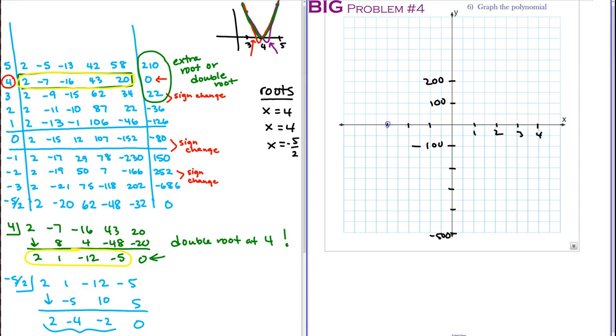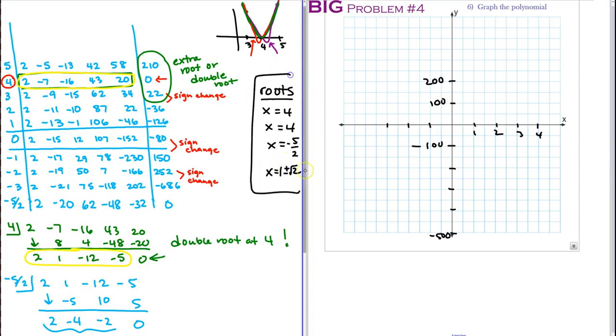So we're going to plot these points. We have our roots. I should add to the list. We have x equals 1 plus or minus square root 2. Now the list is complete. Okay, so let's go ahead and plot 5, 10, 4, 0. And remember, that's going to be a double root, so it's going to just touch and then go right back. It's not going to go through, it's going to go right back. 3, 22, 2, negative 36.